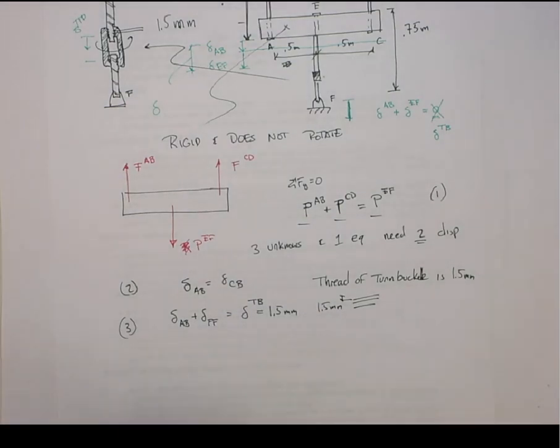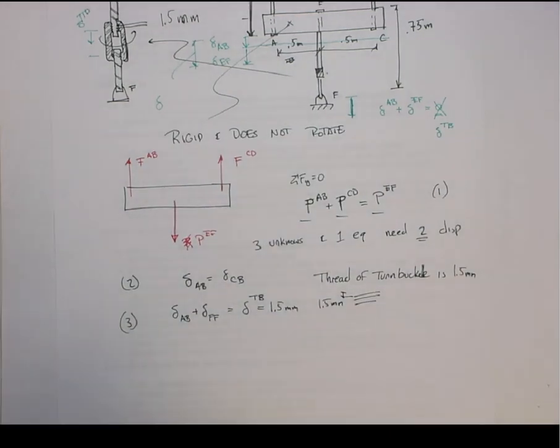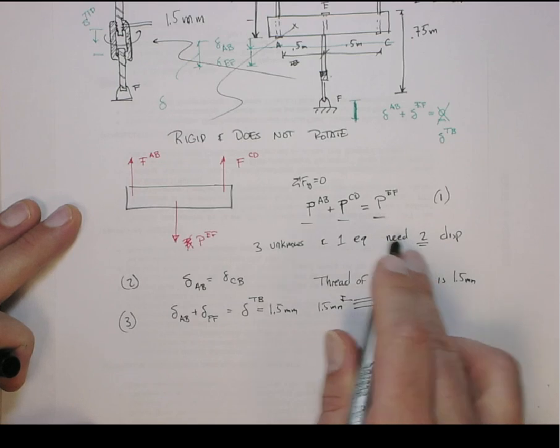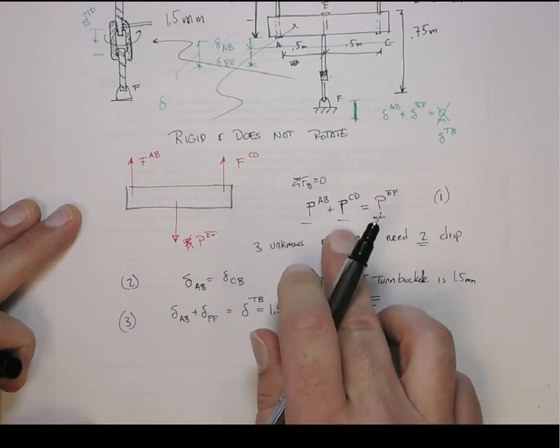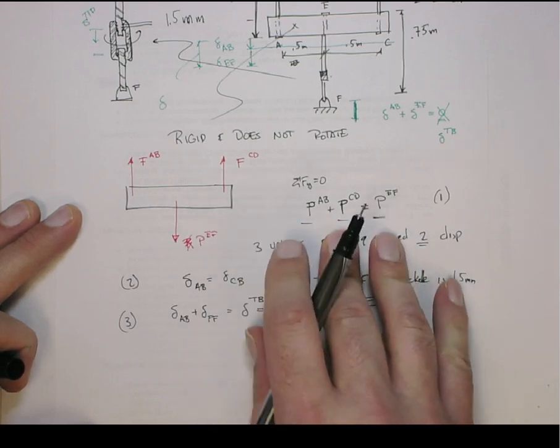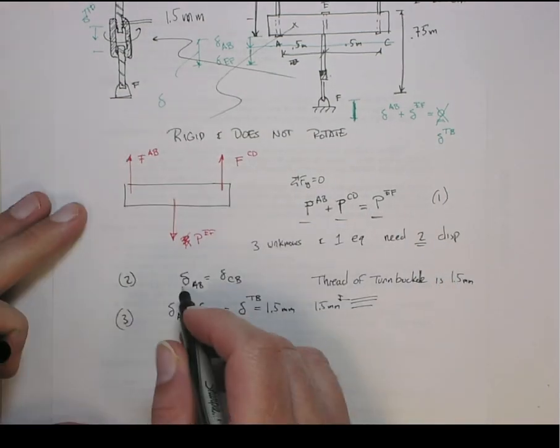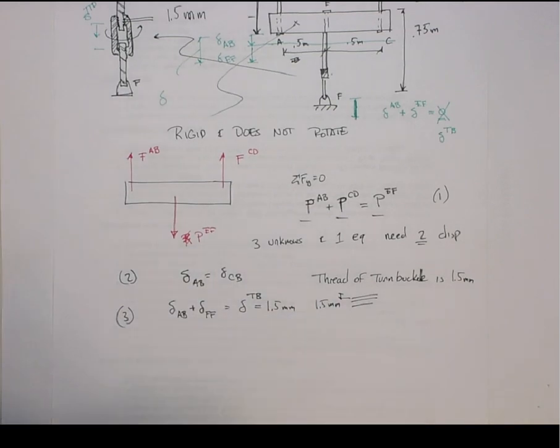So those are the 3 equations. Let me just pause here, and I'll pick this up in a second. So we had the 2 compatibility equations, and then the one sum of forces equation. That gives me 3 equations for the 3 unknowns. This one's actually pretty easy. You could formally write all these out in terms of the elongations of the elements, and that would be fine.